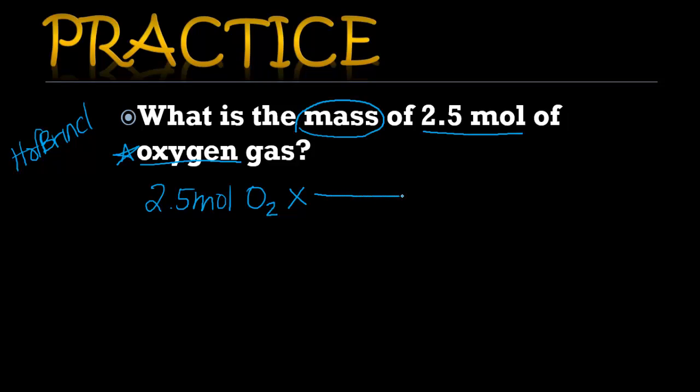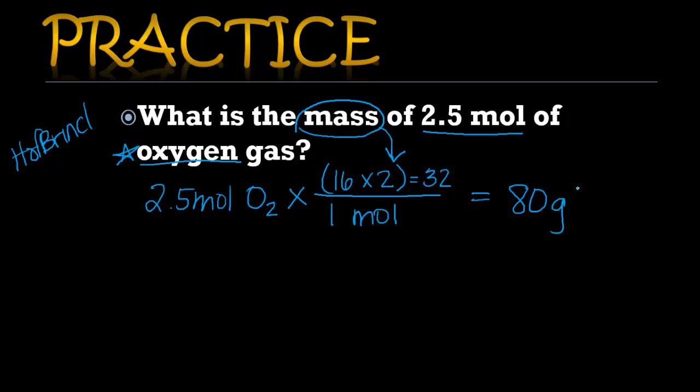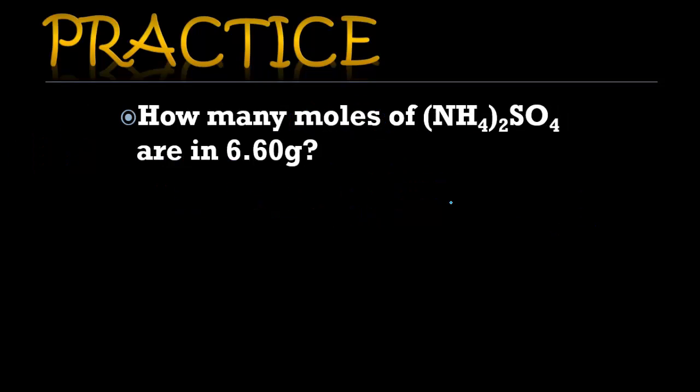Times the line, moles on bottom to cancel it out, mass on top because that's what we are looking for. So we need to look up the molar mass, and oxygen of course is 16, and we have 2 of them. So that is 32. 2.5 times 32 gives me 80 grams of O2.